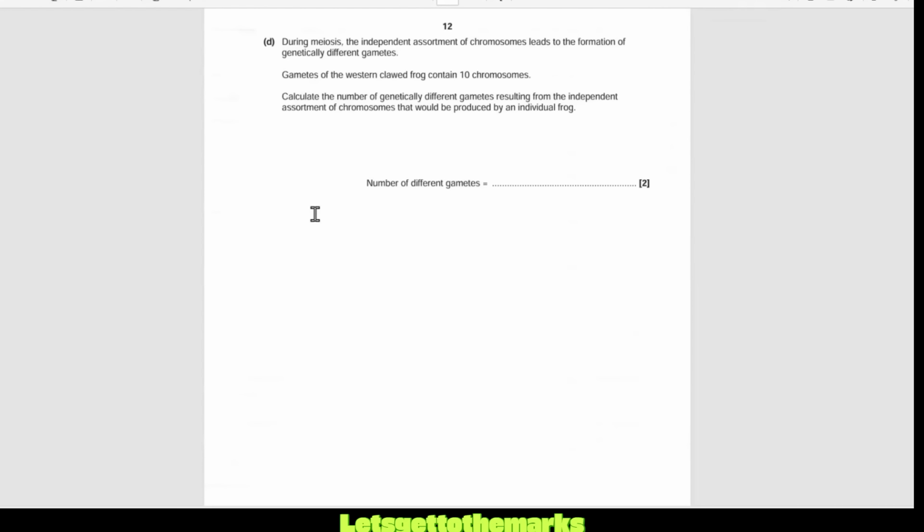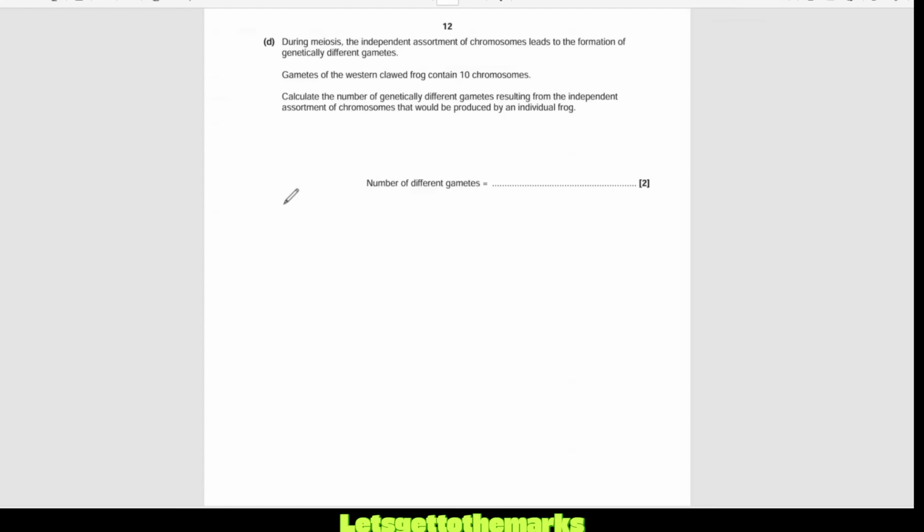Oh my gosh, this question doesn't stop. D. During meiosis, the independent assortment of chromosomes leads to the formation of genetically different gametes. Gametes of the western clawed frog contain 10 chromosomes. Gonna need my calculator here. Calculate the number of genetically different gametes resulting from the independent assortment of chromosomes that would be produced by an identical frog. So this is long.